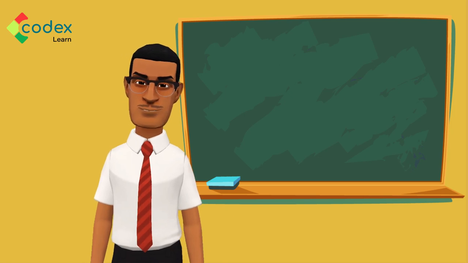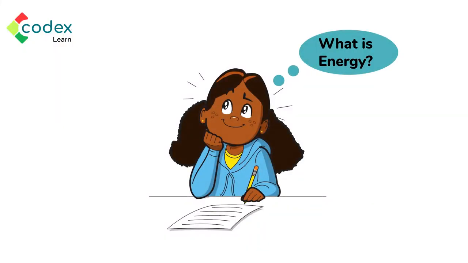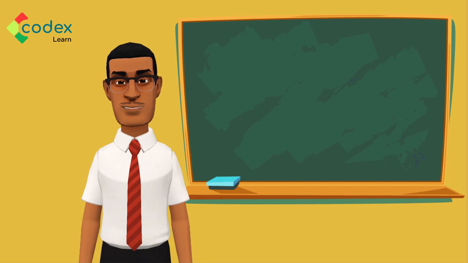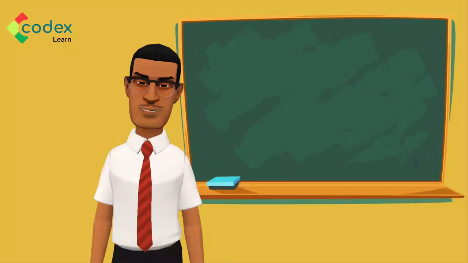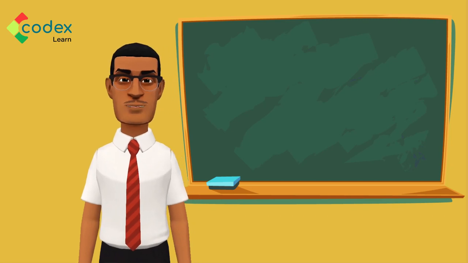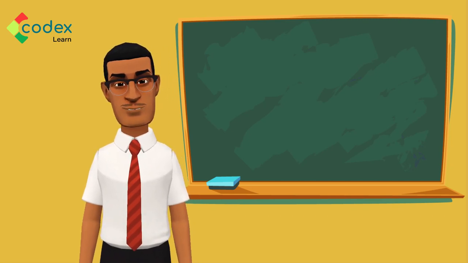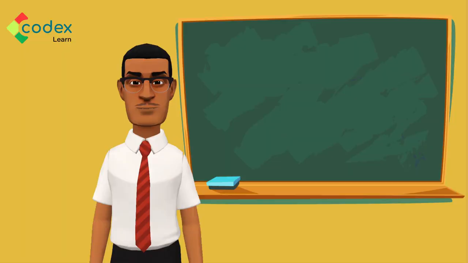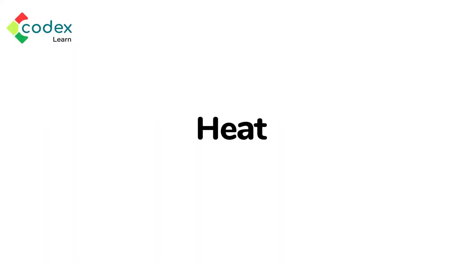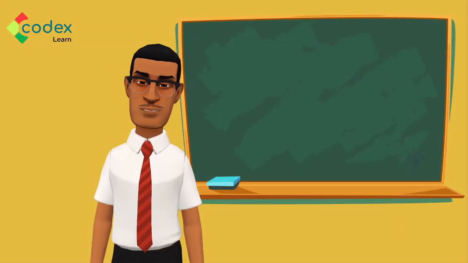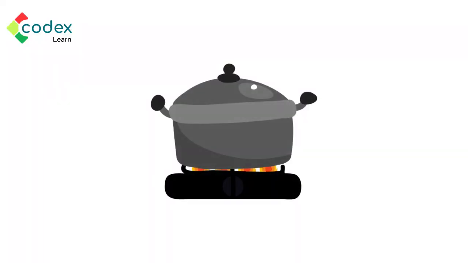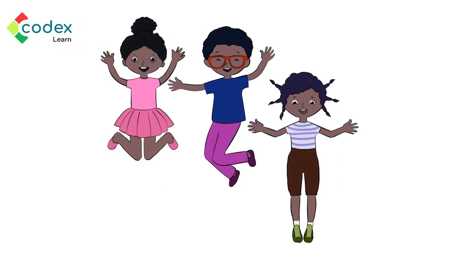Let's begin. So, what is energy? The simplest definition of energy is the ability to do work. Energy is how things change and move. It is everywhere around us and takes all sorts of forms, such as chemical energy, heat, gravitational, light, nuclear, potential, kinetic energy, and other forms of energy. It takes energy to cook food, to drive to school, and to jump in the air.